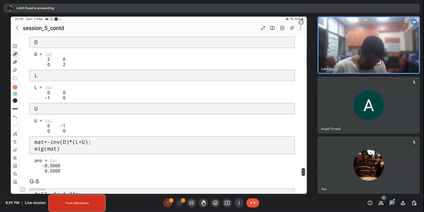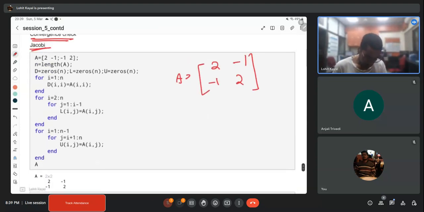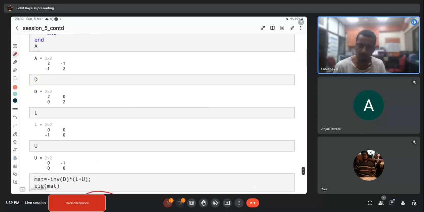I know that for the Jacobi method the eigenvalues will be plus minus half. We have already solved it. Now, if I want to do it for the Gauss-Seidel method, let us do it here, and we can compare with the code.